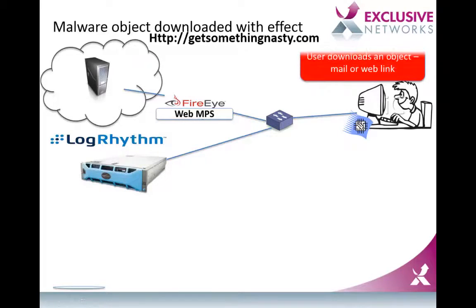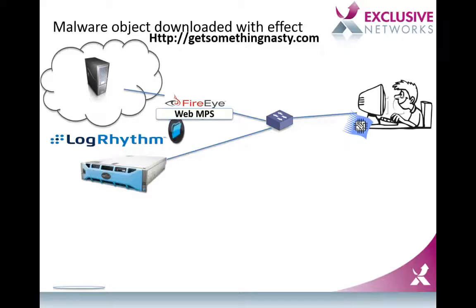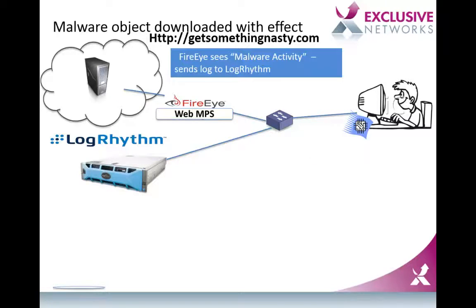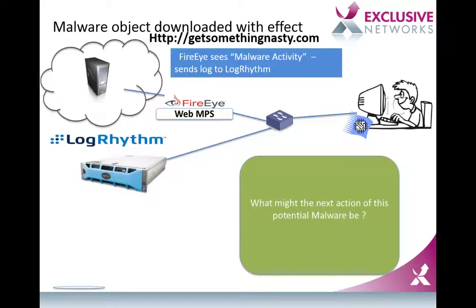Our test user downloads a file from getsomethingNasty.com that turns out to be malicious, unbeknown to the user. It's seen by the FireEye Web MPS, which executes it in its virtual execution engine. That'll take about 4 minutes. The FireEye Web MPS has detected the malware activity. It will notify the LogRhythm server.